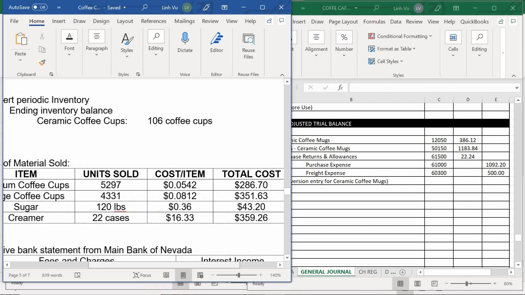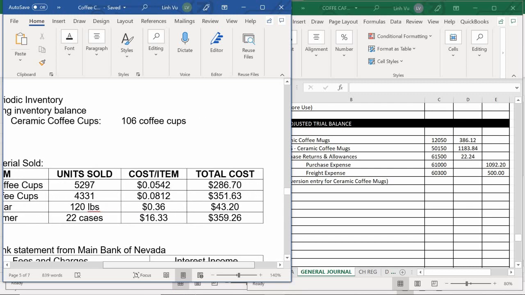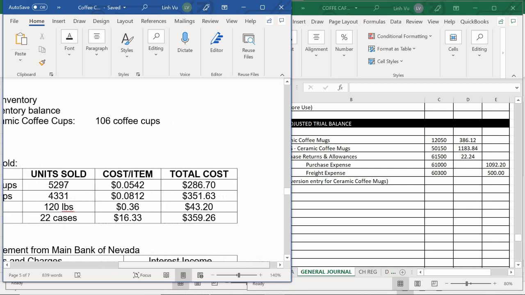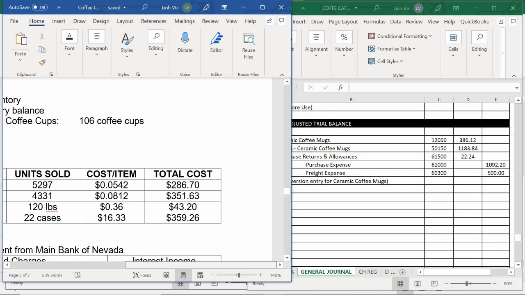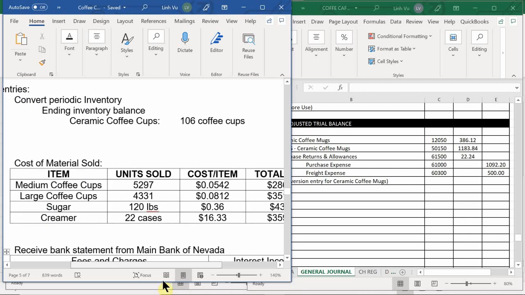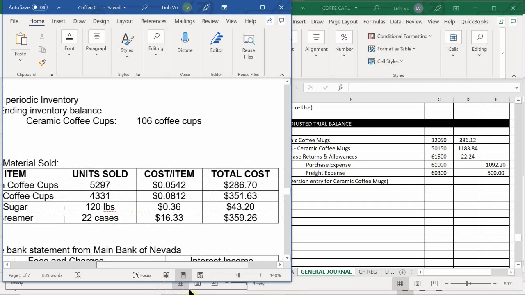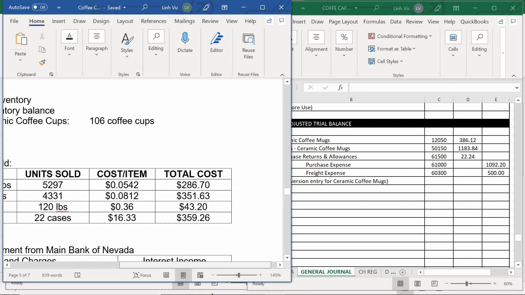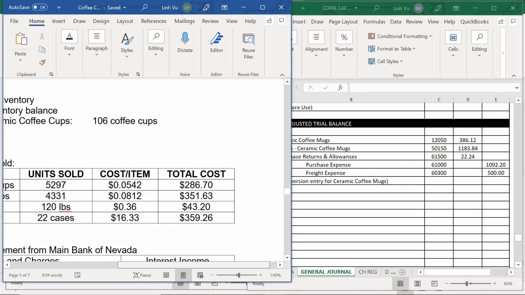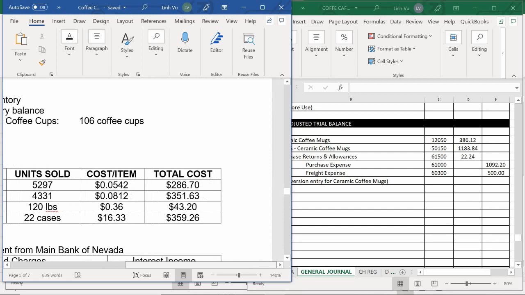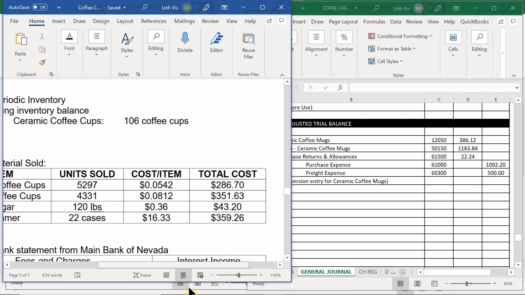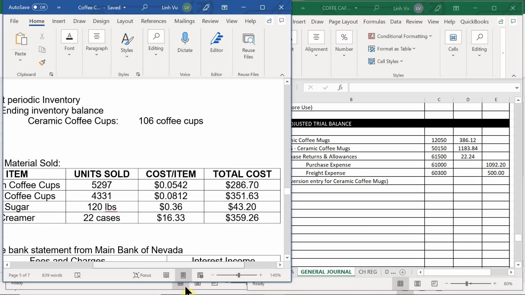Sugar, I used 120 pounds. So therefore, it was 36 cents a pound, so I used up $43.20. And then for the coffee creamer, I used 22 cases. It was $16.99 per case, so I used up $359.26 worth of coffee creamer.